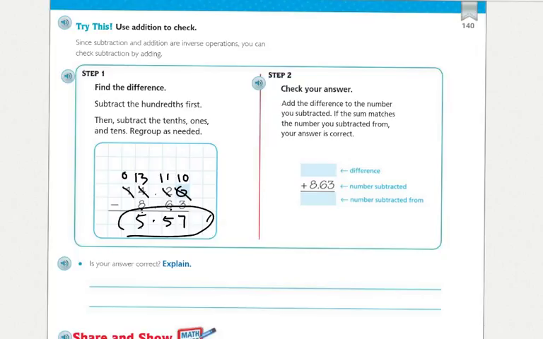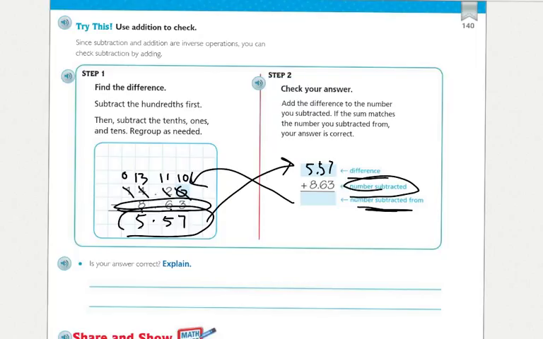Now to check my answer, I'm going to put this here. My answer is 5 and 57 hundredths. That's the difference. And then the number that I subtracted it by, which is right here. And then this should be the number I subtracted it from. So let's see if that works, if I'm doing the inverse operation. 3 plus 7 is 10, carry my 1. 5 plus 1 plus 6 is 12, carry my 1, put my decimal. 8 plus 1 is 9, plus 5 is 14. So my answer is 14.20, and sure enough, there's the 14.20. Is your answer correct? And the answer is yes.